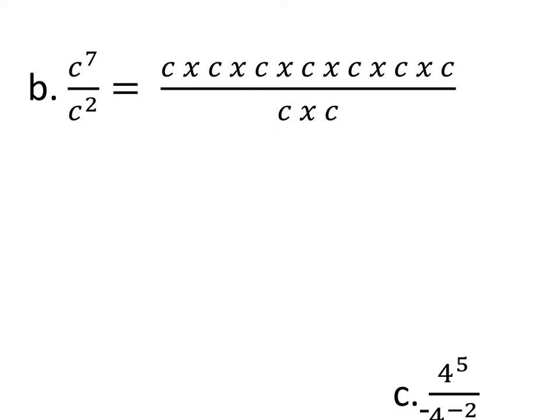Looking at our second example, we have c to the 7th divided by c squared. You can see that I have expanded the top and the bottom. We're going to cancel out a c on the top with a c on the bottom, and then another c on the top with a second c on the bottom. Now I have nothing else to cancel out, so we're going to count up the c's that we have left.